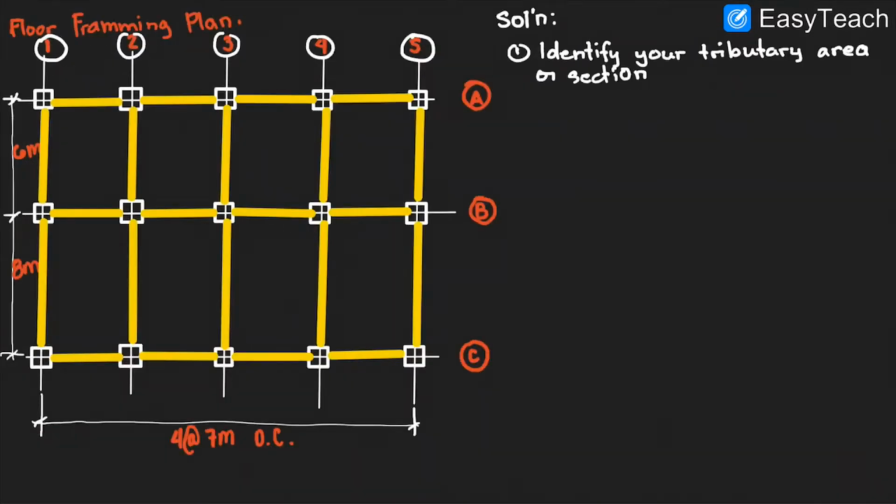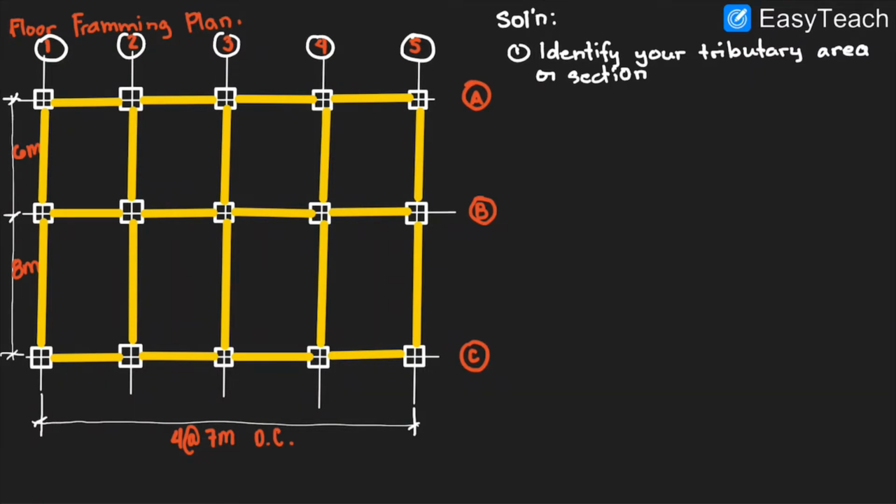Now, this is how it would look for our floor framing plan. For our floor framing plan, we have 5 columns vertically and 3 columns horizontally. Dimensions are 6 and 8 meters. The spacing of beams horizontally is 7 meters, 4 times. So that is equivalent to 4 times 7, 28 meters. Correct? Yeah.